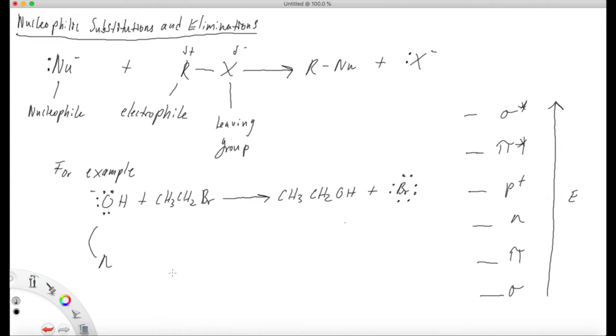So we can take a look at this. We can say, all right, this CH3CH2Br, this ethyl bromide, doesn't have an empty p orbital, but what it does have is sigma bonds.